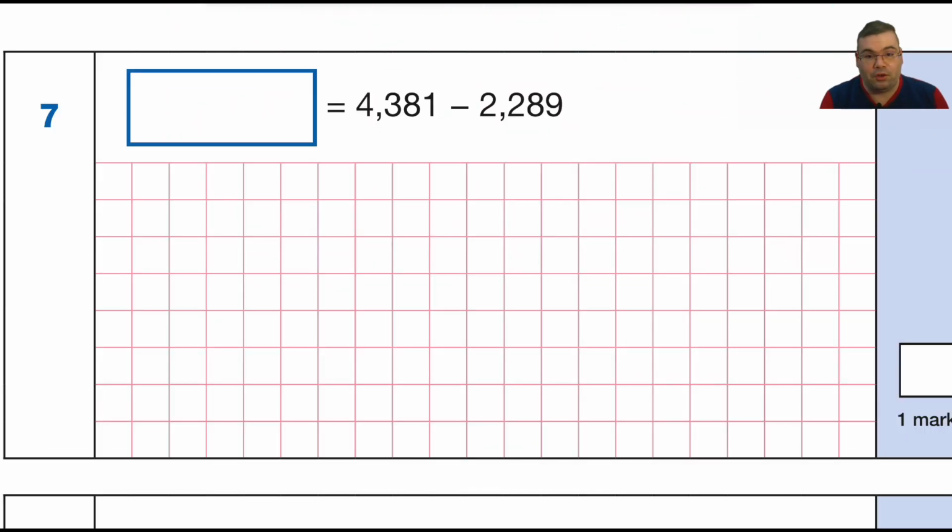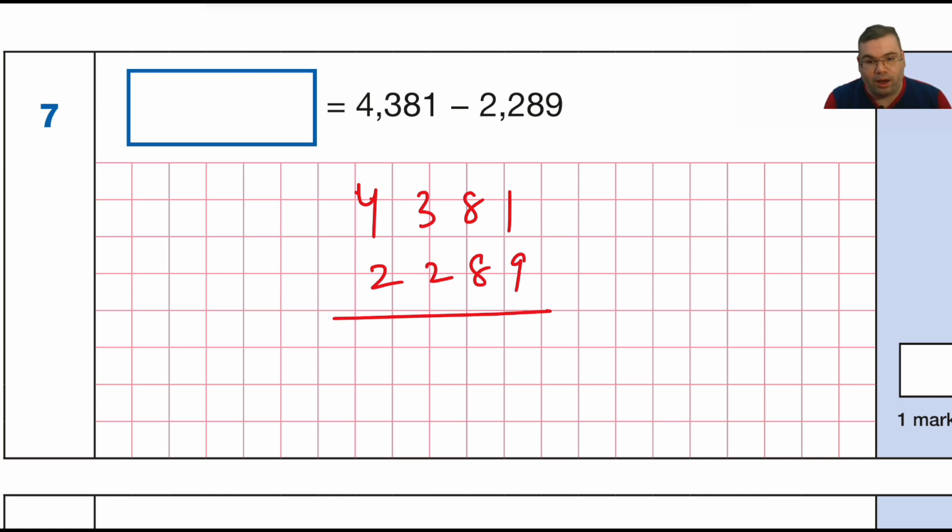So seventh question, subtraction based. So you have to subtract them. So just write it down. 4381 take away 2289. So we need to carry 1 here. So 11 and this becomes 7. So 11 take away 9 is 2. Now 7 is less than 8. So we need to take 1 here. So we carry 1 and this becomes 2. So 17 take away 8 is 9. Now 2 minus 2 is 0. And 4 minus 2 is 2. So our answer is 2092.